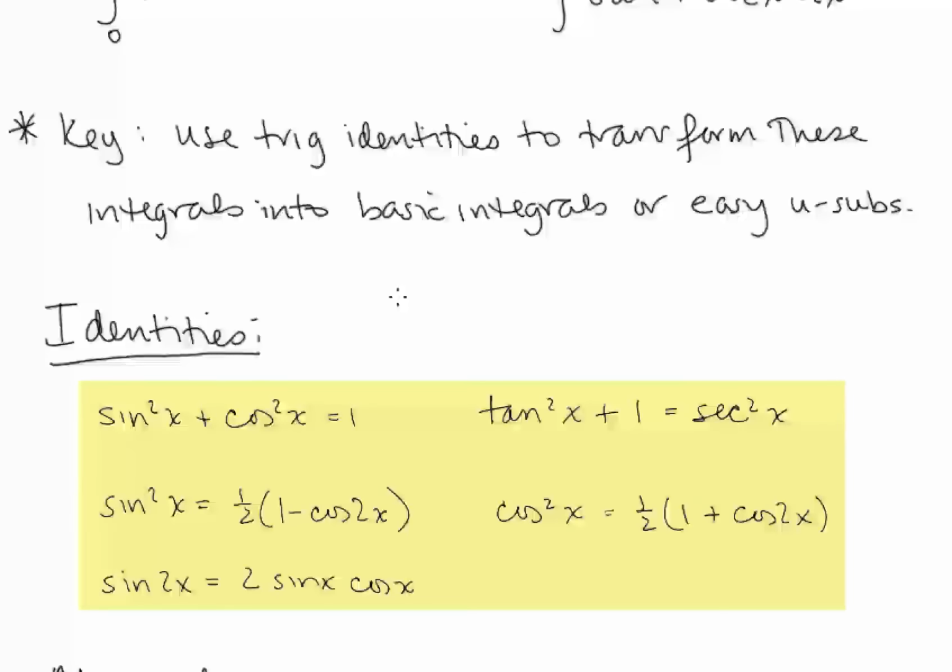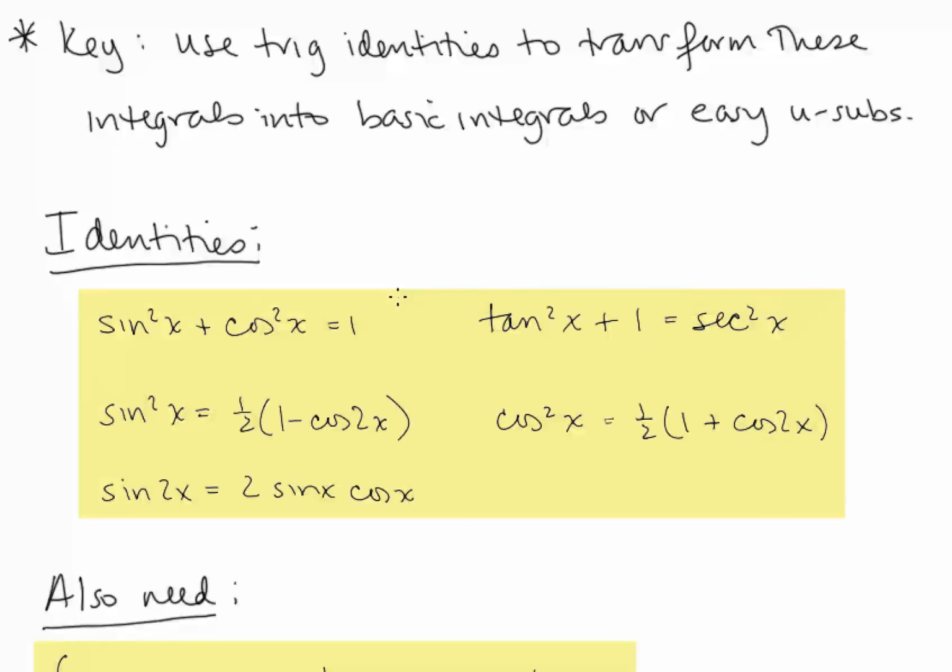And the identities that we need are here. Sine squared x plus cosine squared x is equal to 1. Now, if we divide this entire equation by cosine squared x, we get tan squared x plus 1 equals secant squared x, and that's another important identity for us.